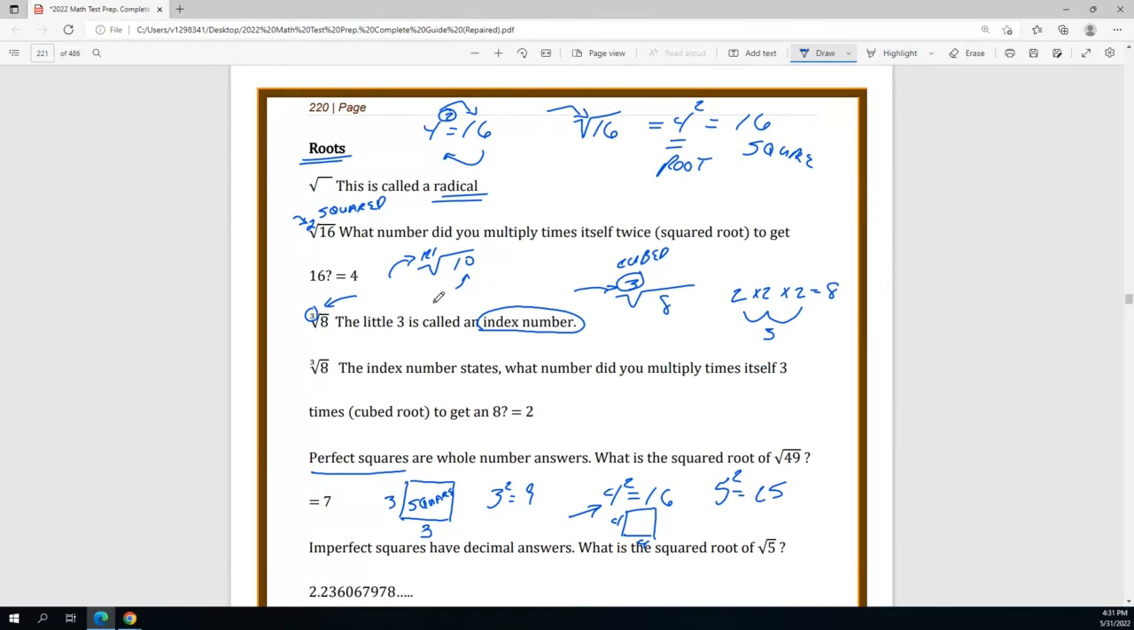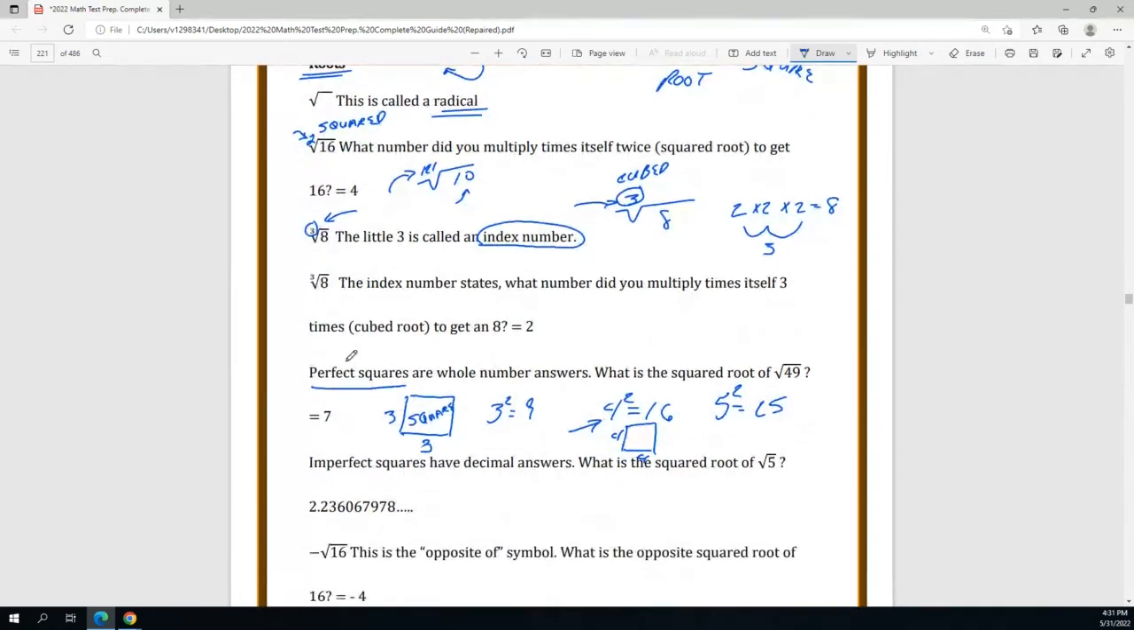Now, imperfect squares mean all the decimals, all the space between the whole number 3 and the whole number 4.